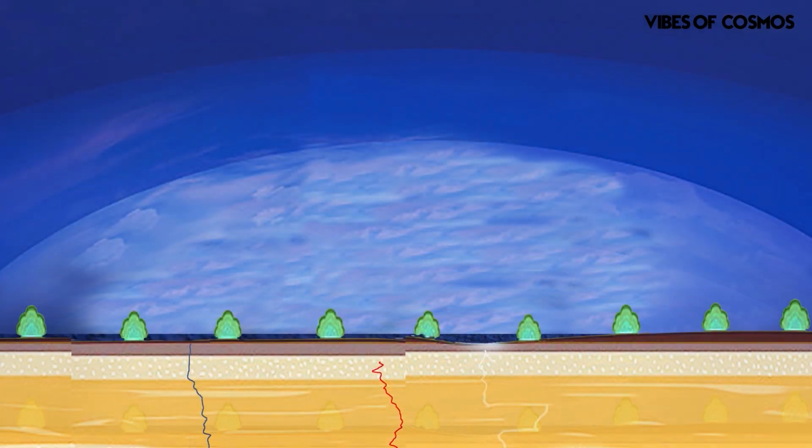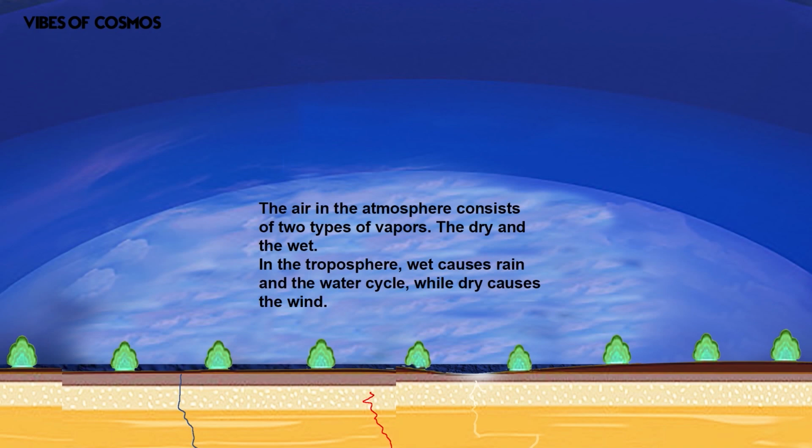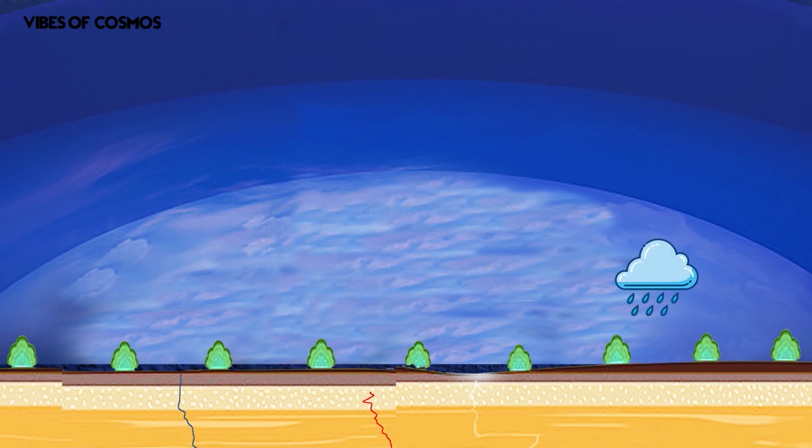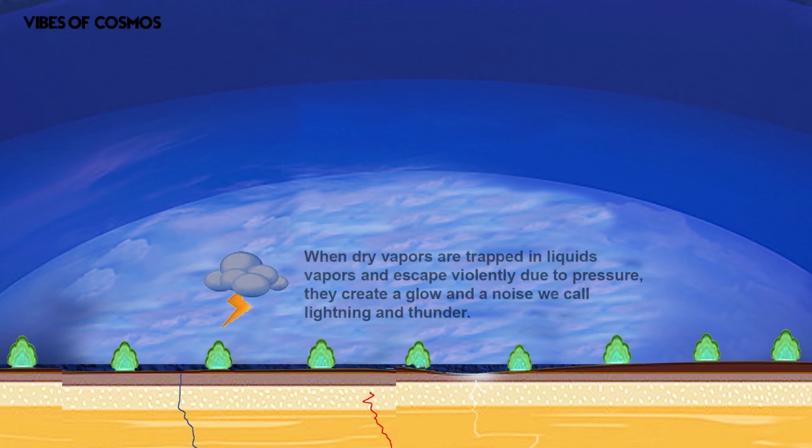The air in the atmosphere consists of two types of vapors, the dry and the wet. In the troposphere, wet causes rain and the water cycle, while dry causes the wind. Air and water. When the liquid vapors prevail, rain is caused. When dry vapors are trapped in liquid vapors and escape violently due to pressure, they create a glow and a noise we call lightning and thunder.